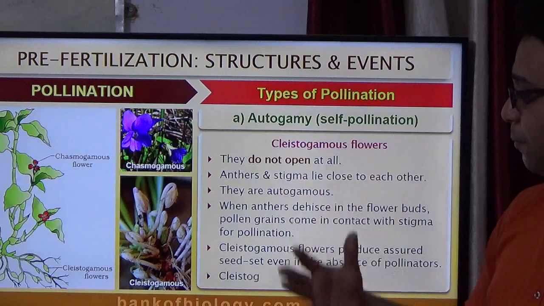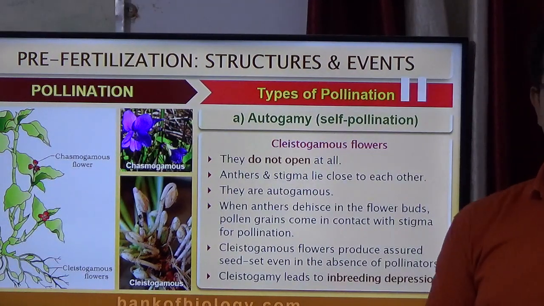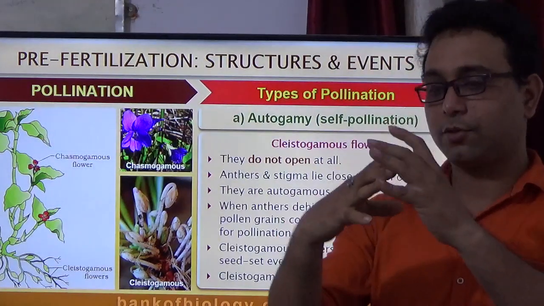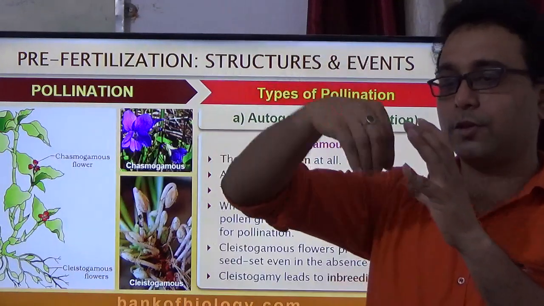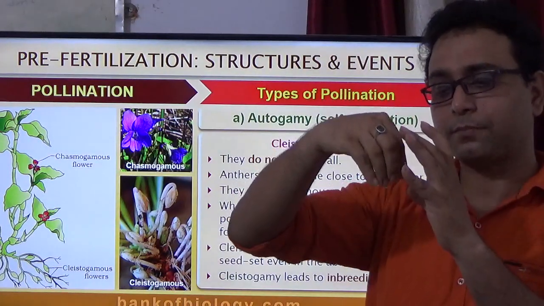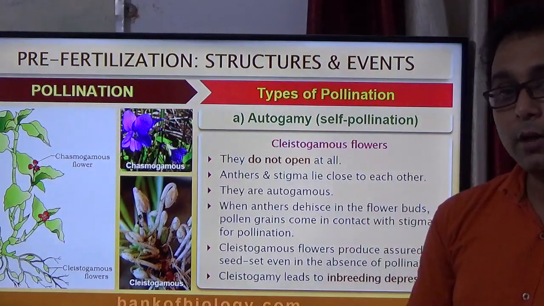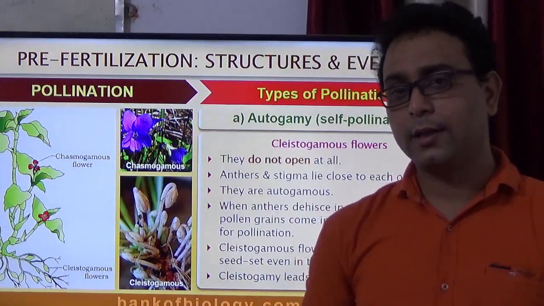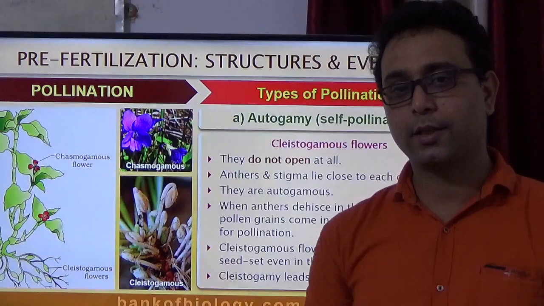Now, regarding this type of pollination, cleistogamy leads to inbreeding depression. That means the petals cover the anther and stigma, so pollen grains from outside do not reach the stigma, and self-pollination always happens. Self-pollination has many advantages, but there are disadvantages also. Variation does not happen in self-pollination.